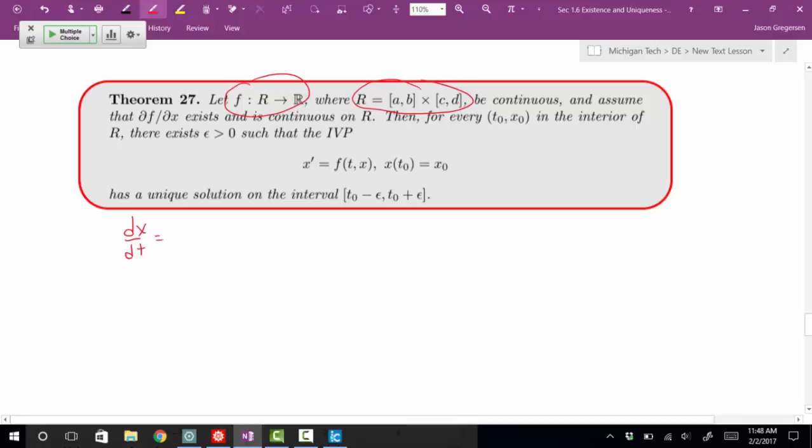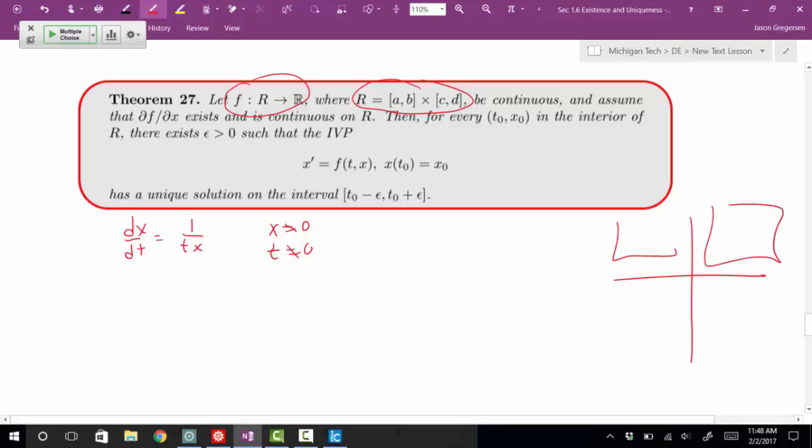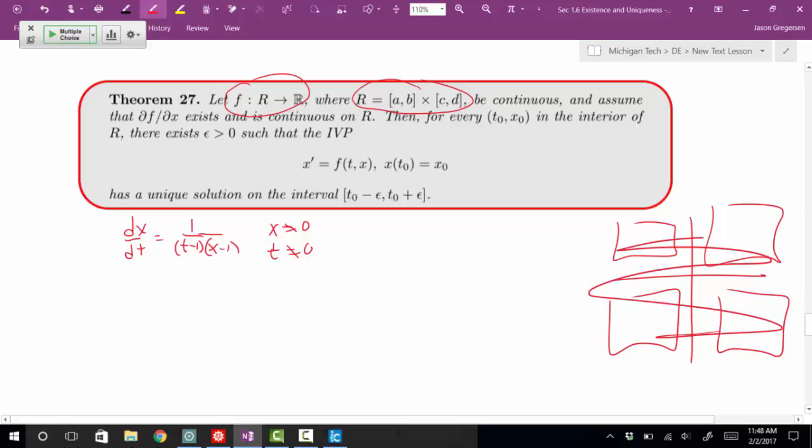If I have dx/dt equals, say, 1 over t times x, I know that x can't be equal to 0, t can't be equal to 0. If I'm thinking about the plane, t can't be 0, so that removes that line. And x can't be 0, so it removes the vertical line. So I'm chunked into these big rectangular regions, right? And if I had something else, if I had 1 over (t minus 1) times (x minus 1), maybe that would be the better image.